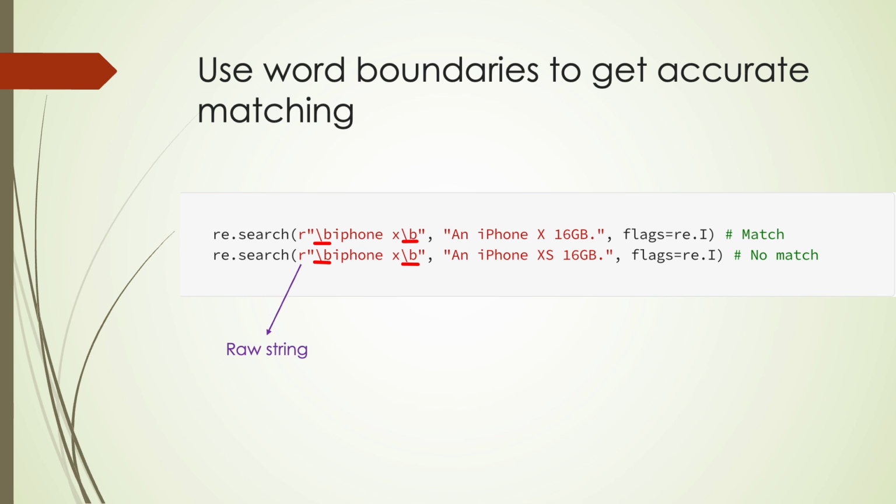It can be very handy when you read regular expression patterns from an external source, for instance from user input or from a database. Let's use word boundaries to match a string that contains iPhone 10, but not iPhone XS, as shown in this example. Note that we need to put the regular expression in a raw string. Otherwise, you would need to use two slashes to indicate the word boundary.